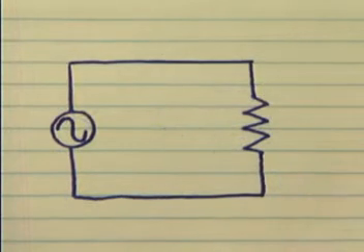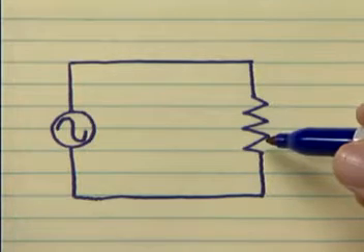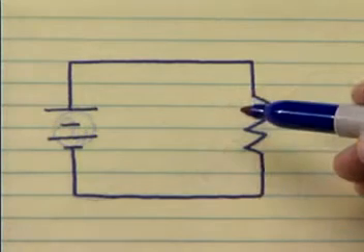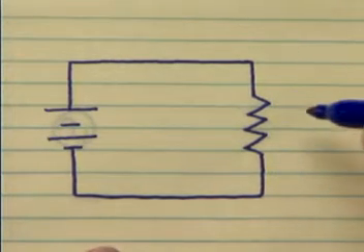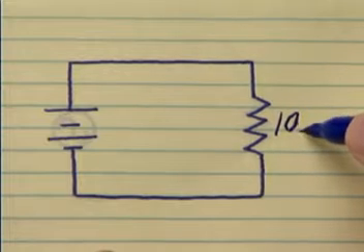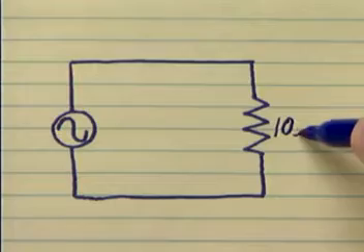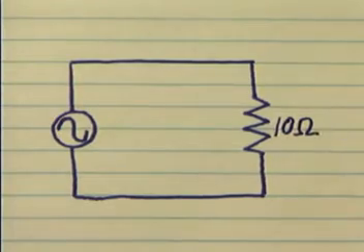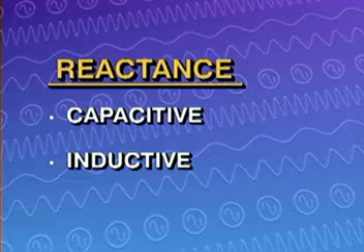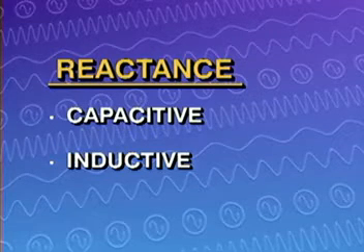The value of a resistor is measured in ohms. This value is the same no matter what kind of a circuit the resistor is connected to, AC or DC. The value of a resistor does not change with frequency. That is, a 10 ohm resistor has the same resistance in a DC circuit as in an AC circuit, meaning that a resistor does not react to AC. But capacitors and inductors do react. There are 2 types of reactance for you to become familiar with: capacitive and inductive.